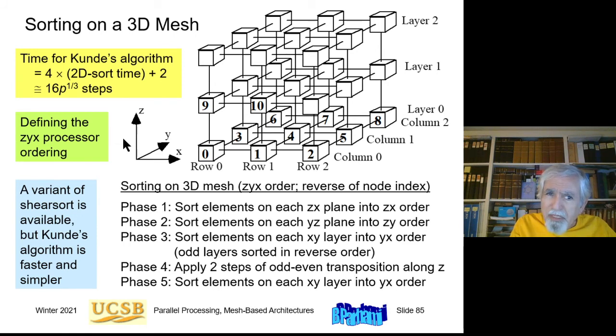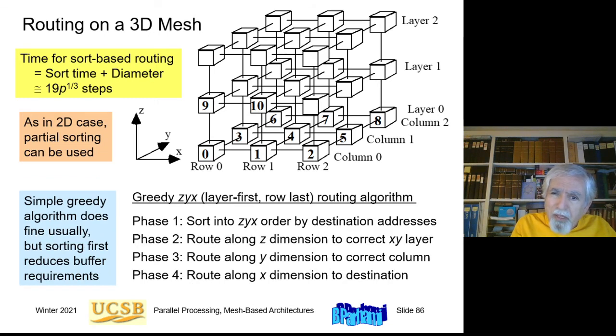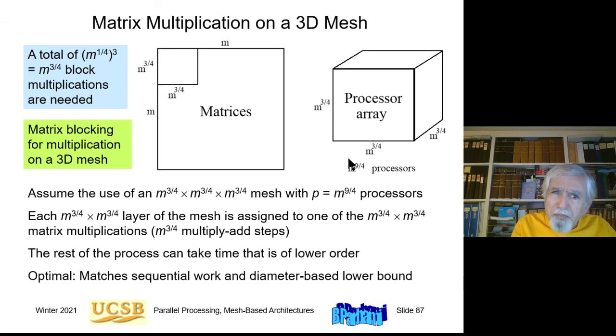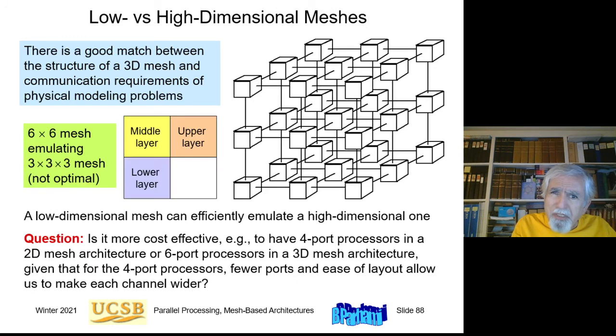So the running time of this algorithm is 4 times the running time of a 2D mesh sort plus 2, these 2 steps. And this is optimal because it's order cube root of p, and the diameter of this mesh is order cube root of p. So that's a pleasant surprise, that you can sort much more easily on 3D meshes than on 2D meshes. Matrix multiplication on 3D meshes I'm going to skip.